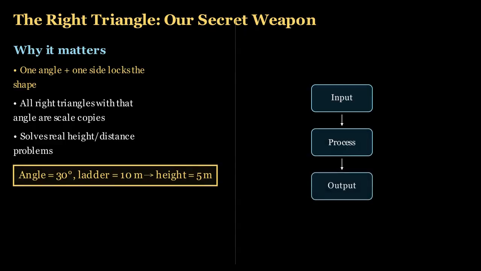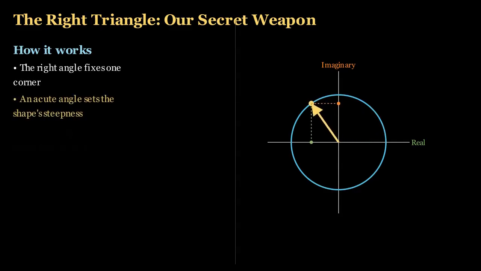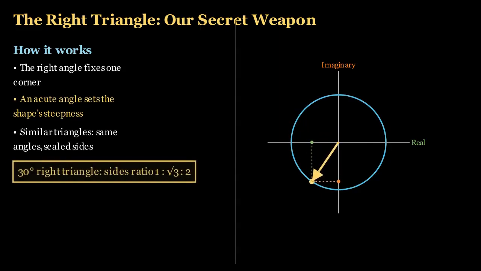The 90-degree corner anchors the triangle. Pick one acute angle, say 30 degrees, and the whole shape is decided, the steepness is fixed. If you double the ladder length, the height and distance double too. Mathematicians call these similar triangles.